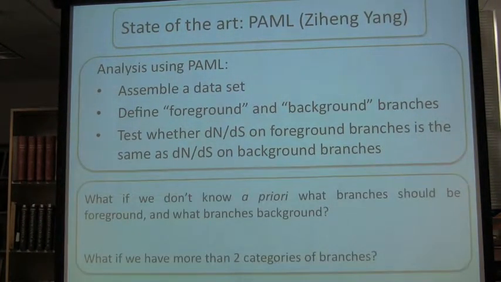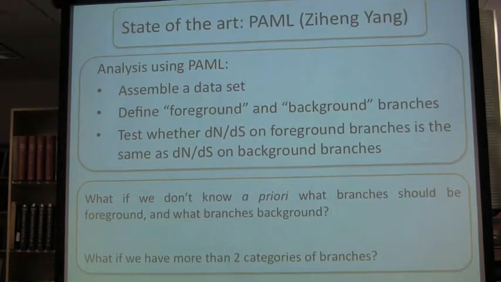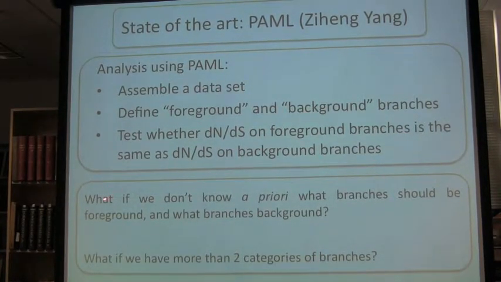But it has, in my opinion, two drawbacks, which is that you can't use it in all situations. So for instance, you can't use it when you don't know a priori what branches should be foreground and what branches should be background. When you have no hypothesis about what's happening exactly in your phylogeny and you just want to explore your data, you can't really use this type of analysis. And then the second problem with this analysis is that maybe you have more than two categories of branch. You just don't have strong and weak selection, but maybe you have strong, mild, and really weak selection. And so in this case, you would want more than just foreground and background categories.